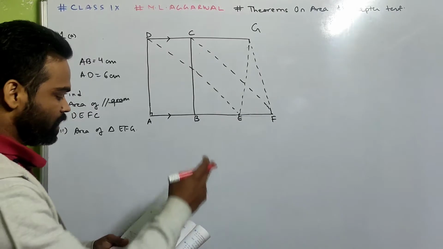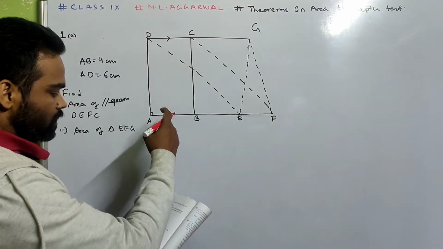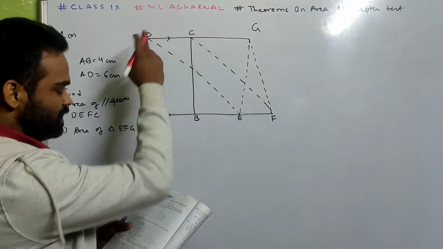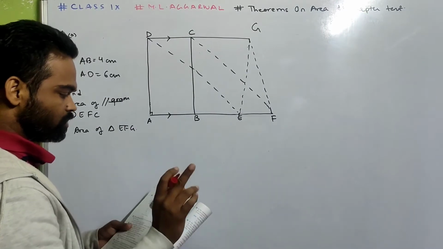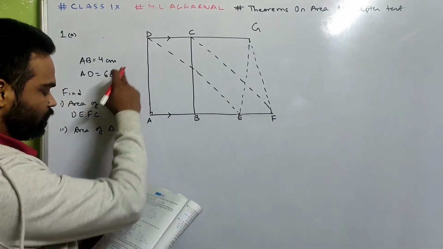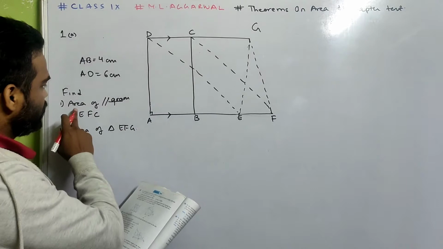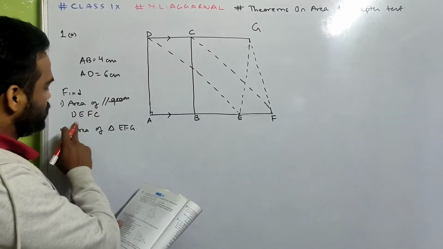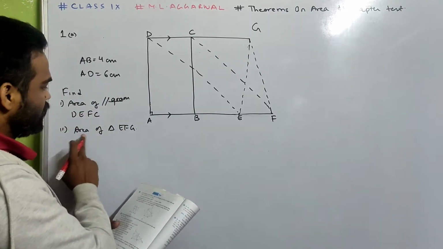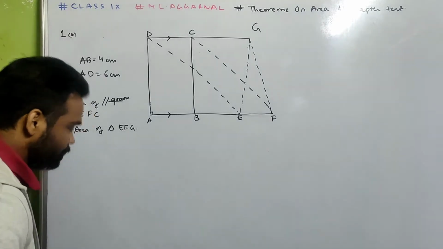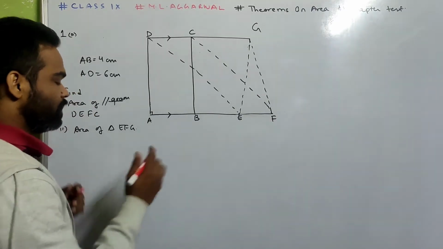The first sum. In the figure given, ABCD is a rectangle, not drawn to scale, with the side AB as 4 and AD as 6. Find the area of the parallelogram DEFC and the area of triangle EFG. Now look carefully.